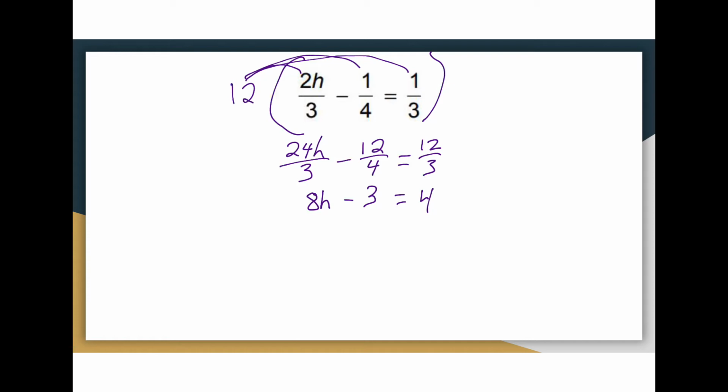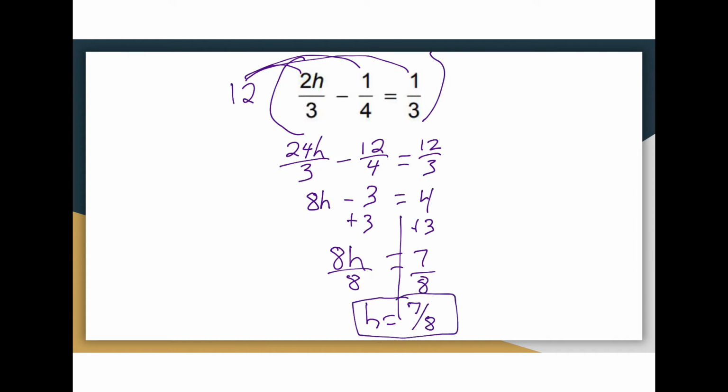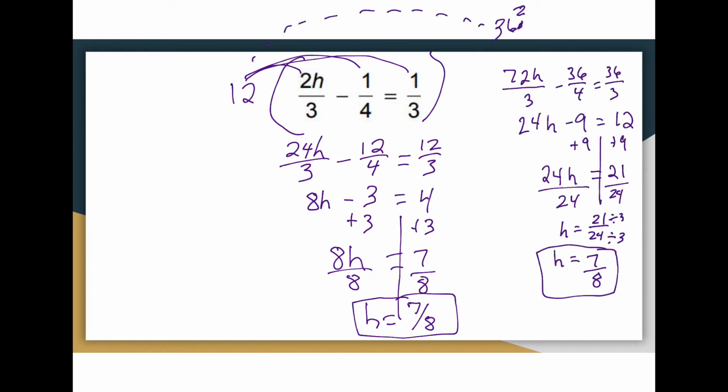So now let's actually solve the equation. I'm going to add 3 to both sides. Add 3 to both sides. So we get 8h is equal to 7. Divided by 8, divided by 8. And my answer then is a fraction, 7 over 8. Which, once again, would have been very tough to find if you just kept those all as fractions.